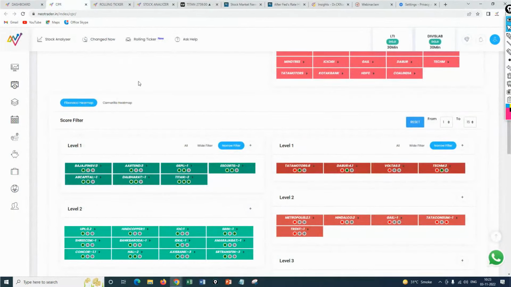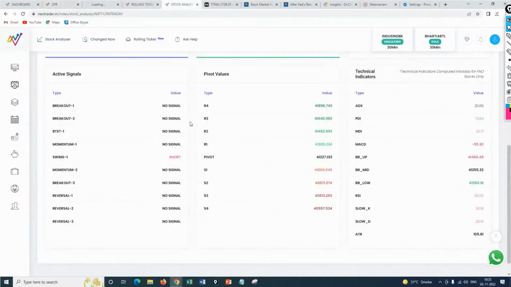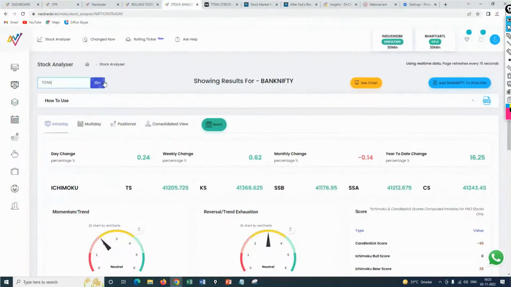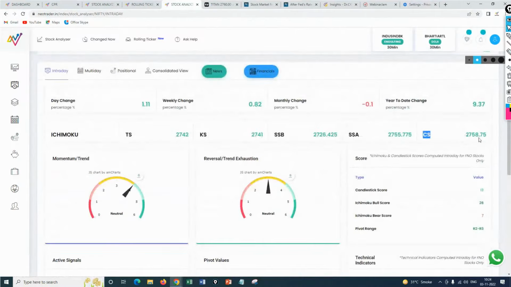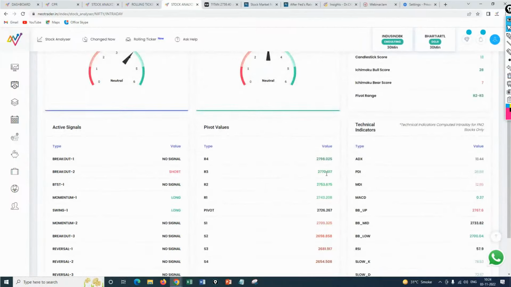For finding targets, let us go to this page called Stock Analyzer. It's already open here. Let me write Titan. I'm going to be answering multiple questions from people now. Here I have written Titan. Let me go down. Here our current stock price is 2758. It is between R2 and R3. So the first target is going to be the R3 level, 2770, and R4 is 2798. So you get one target here, and a second target you already get here.